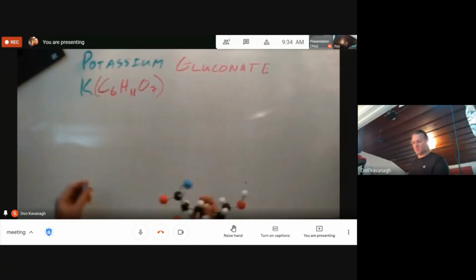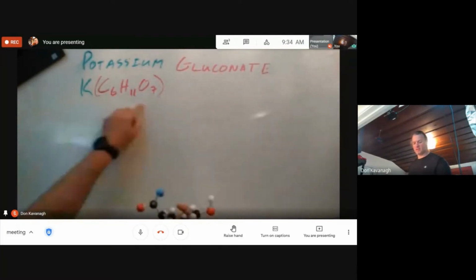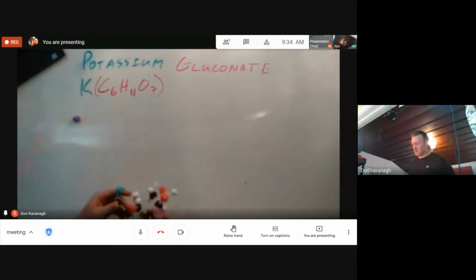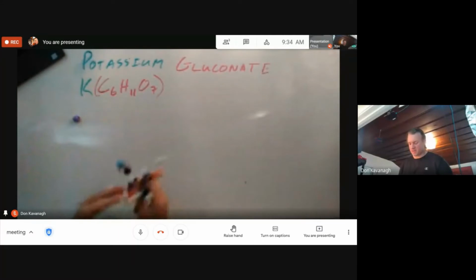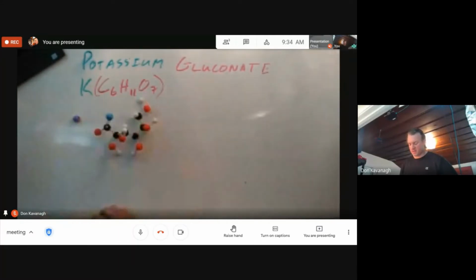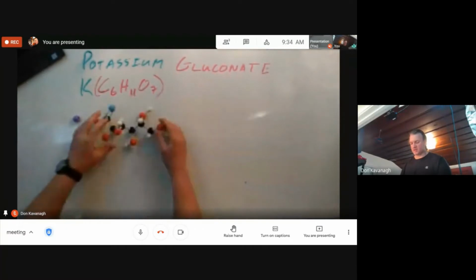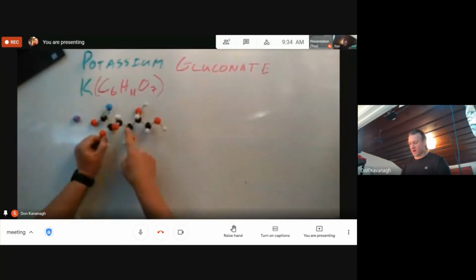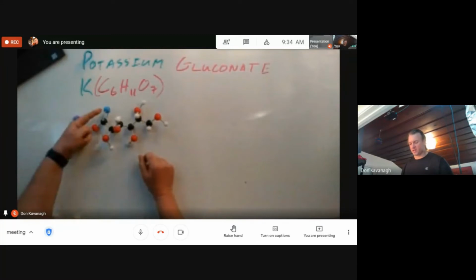This is the formula for potassium gluconate. This is meant to be a potassium cation, a positively charged thing. This is meant to be the gluconate anion itself right here. You'll often see it stretched out in a line where the black is the carbons, the white are the hydrogens, and the red are the oxygens. Imagine this one is red as well right here.